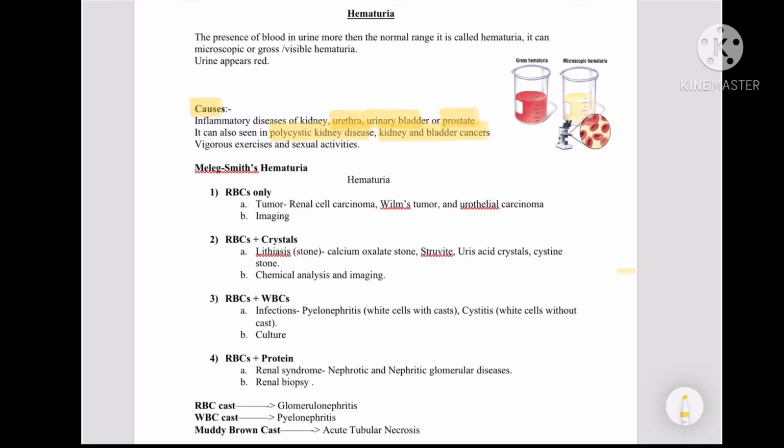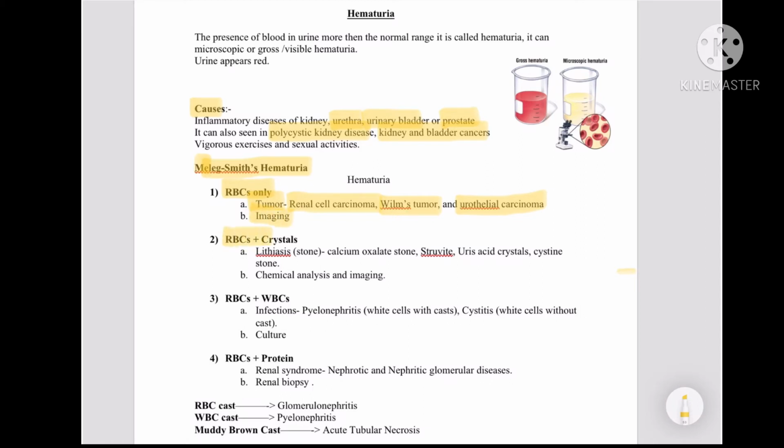If you want to classify hematuria on the basis of the presence of RBCs along with other substances, we call it the Mellings-Smith classification. The first one is RBCs only. If there are only RBCs, that indicates the presence of a tumor. The tumor may be renal cell carcinoma, Wilms tumor, which is usually seen in children, or urothelial carcinoma. The best modality for the examination of tumors is imaging.